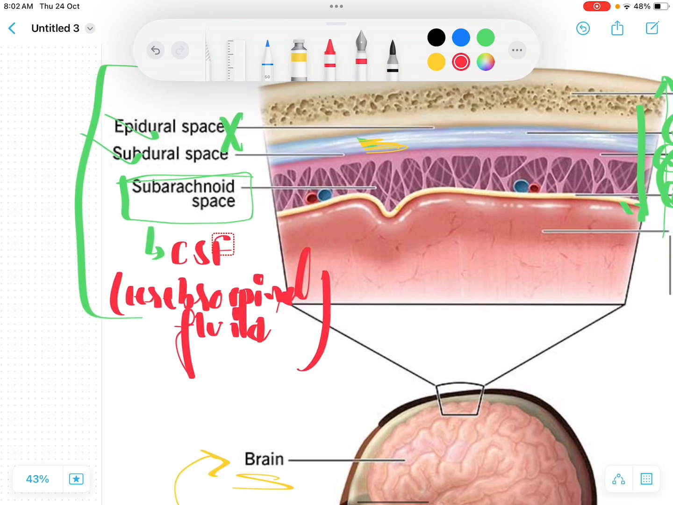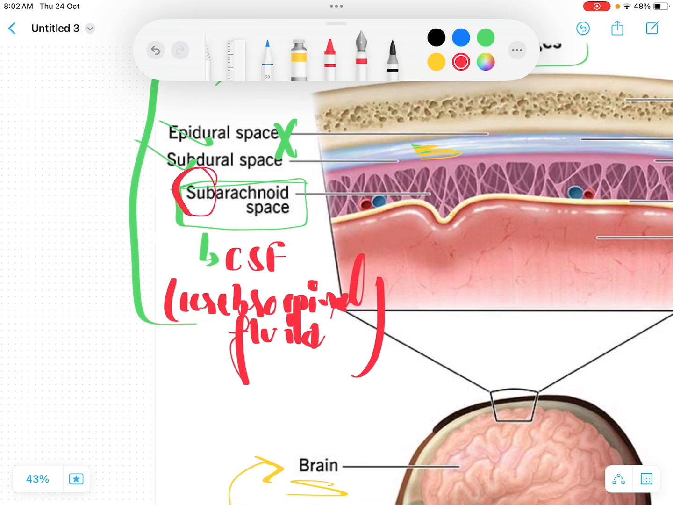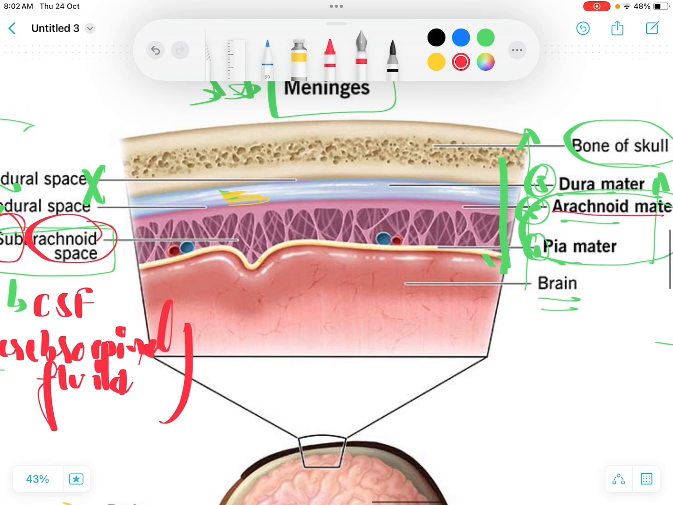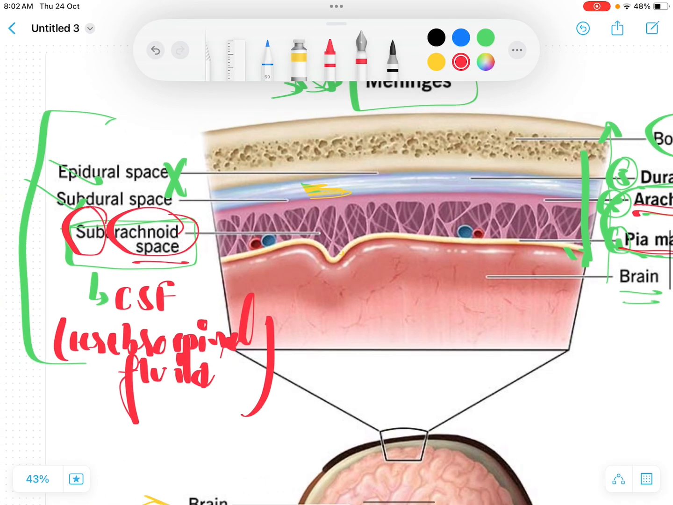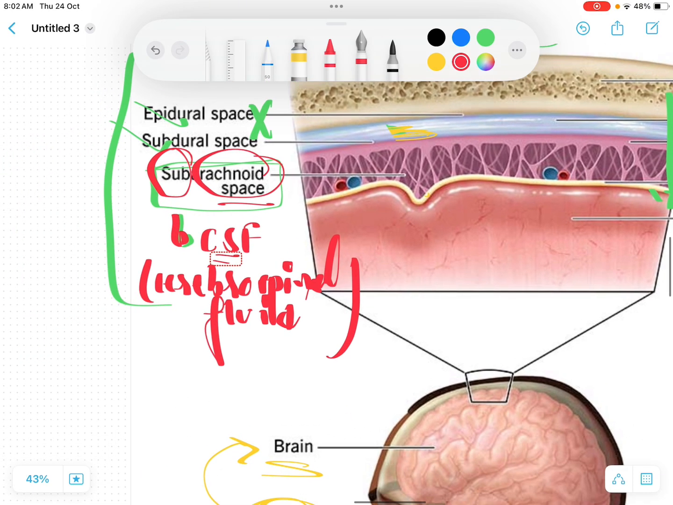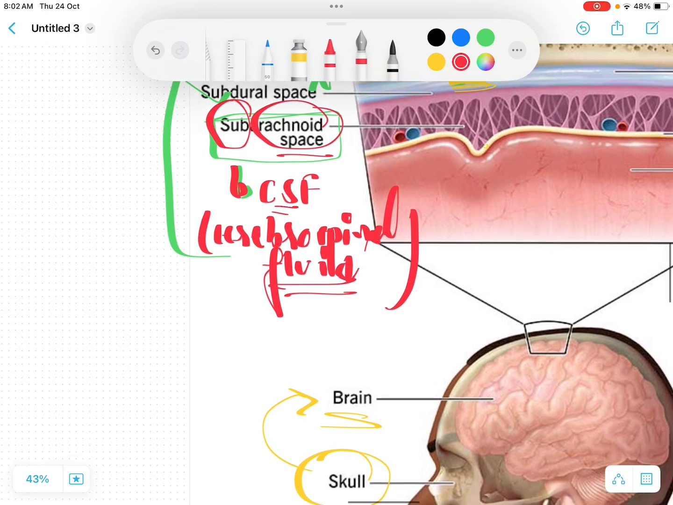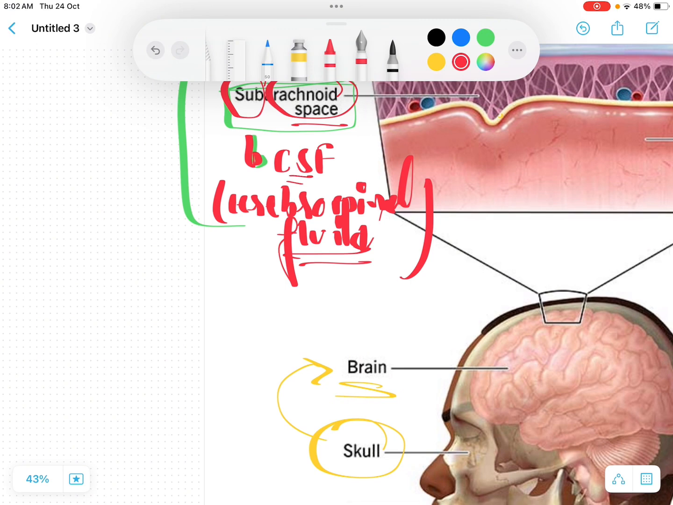Okay, so cerebrospinal fluid lies in the subarachnoid space. Sub means inner to arachnoid. Between the arachnoid matter and the pia mater there is the subarachnoid space, where CSF is found. Since it's a fluid, it must have a function: it protects your brain from shocks. It acts as a shock absorber.